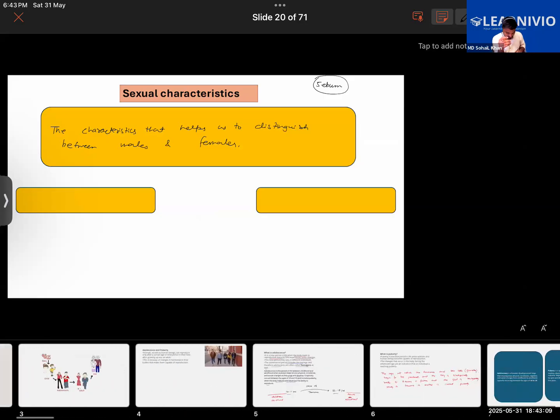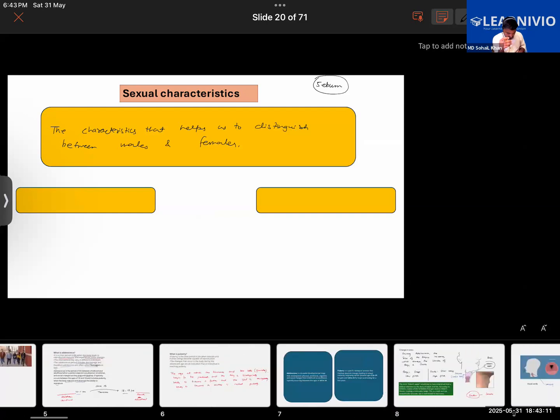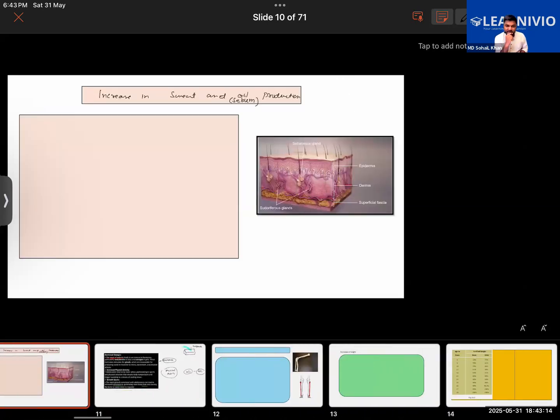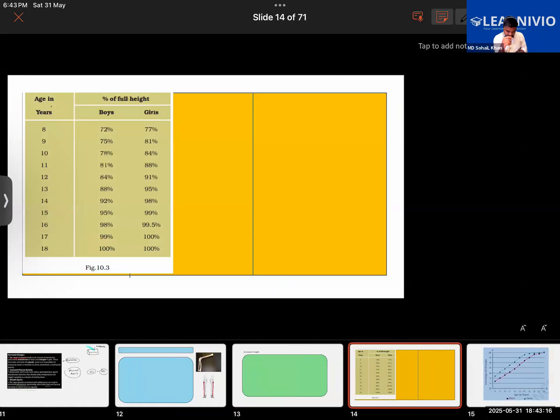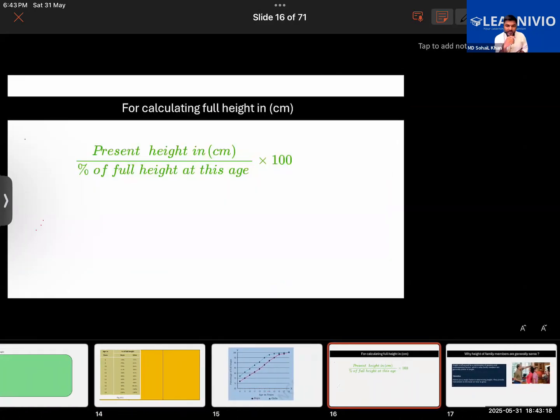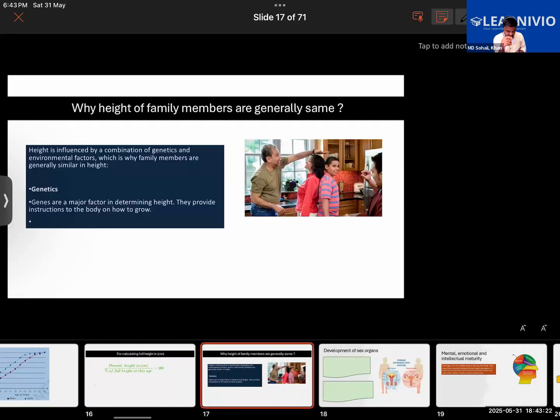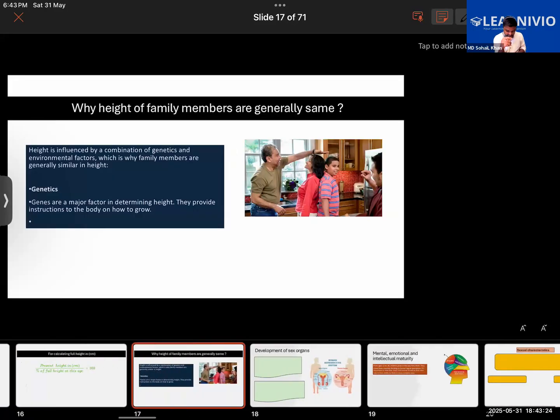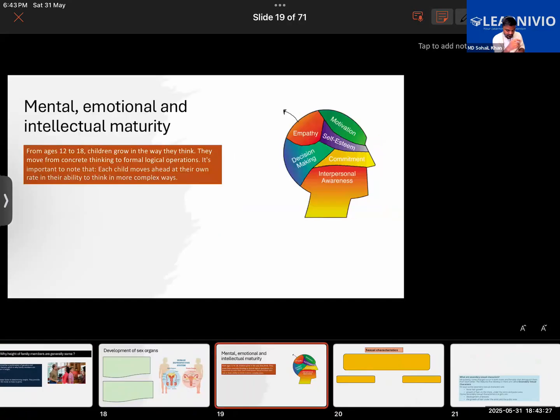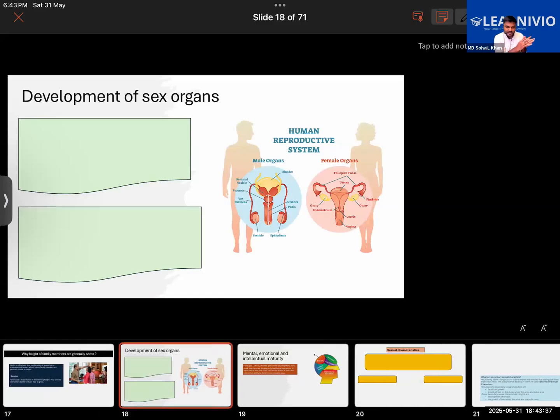Yeah, we're doing the same chapter. Basically, in the chapter, these topics: increase in height, then the formula to calculate the full height, and why every member in the family is generally of the same height, and then also the mental, emotional, and intellectual maturity. There are some psychological changes also in adolescence. So these topics have been discussed in the batch. Also development of the sex organs. These four to five topics have been discussed.